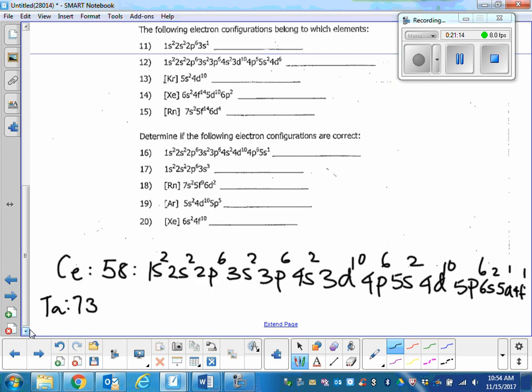So, can I teach you what an abbreviated configuration is now? Everybody comfortable with writing electron configurations? Okay. You have to practice. Now, let me teach you tantalum. I need all eyes on the periodic table.